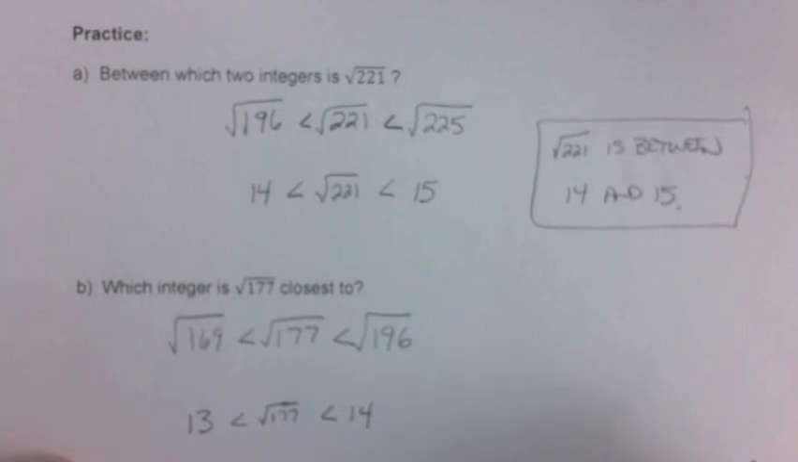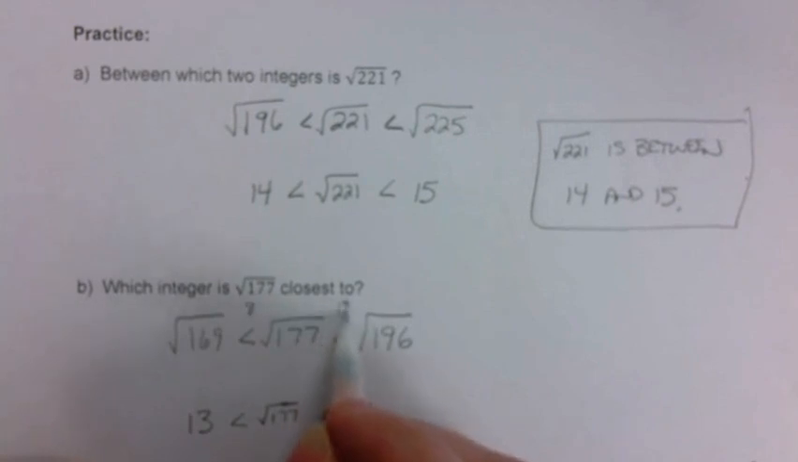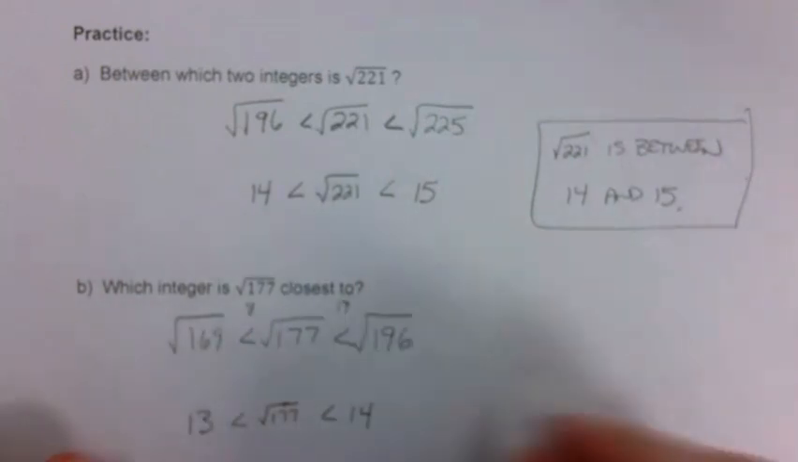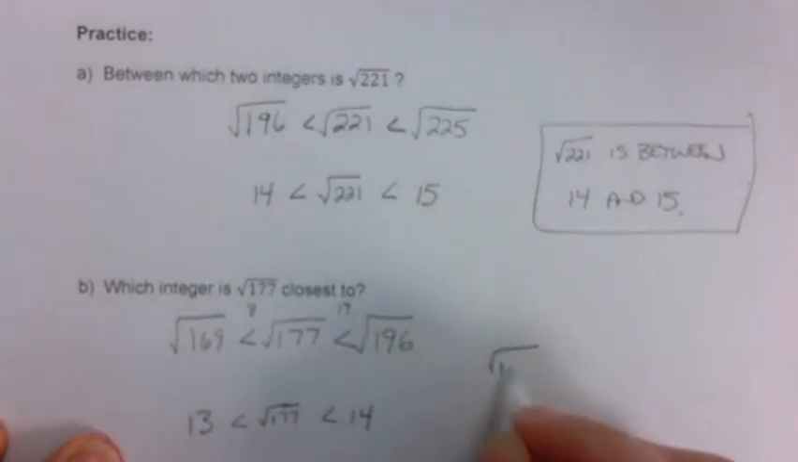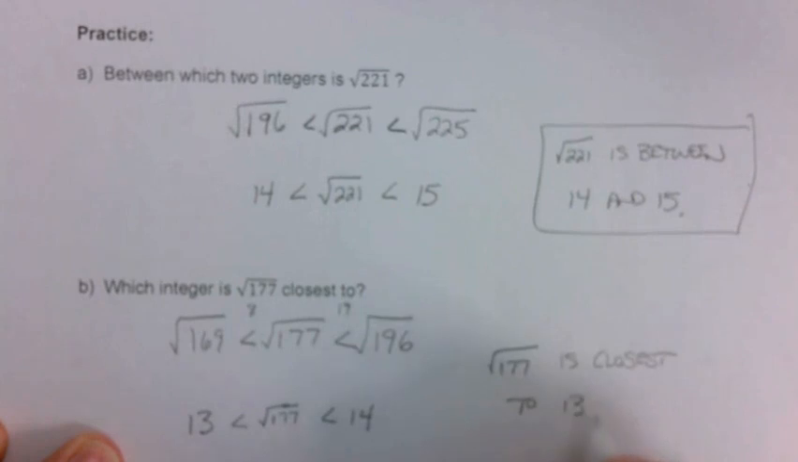Now, is the square root of 177 closer to 13 or 14? Go back and look at the perfect squares 169 and 196. 169 and 177 are 8 apart. 177 and 196 are 19 apart. So the square root of 177 is closer to the square root of 169, which is equal to 13. The square root of 177 is closest to 13.